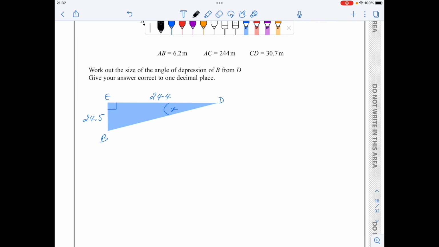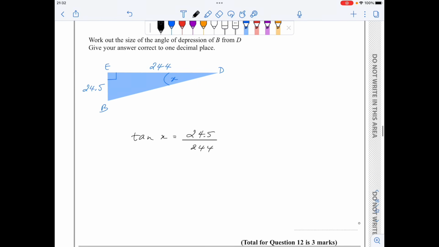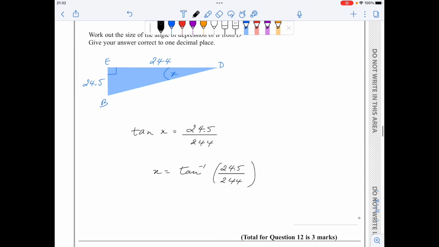And in order to find angle X, I'll do tan of X equals opposite over the adjacent. Hence, X is equal to inverse tan of this fraction. Putting this on the calculator will give you 5.7 to 1 decimal place.